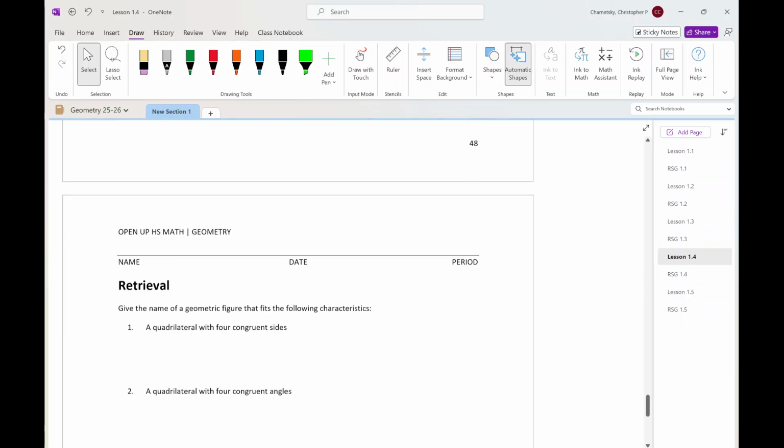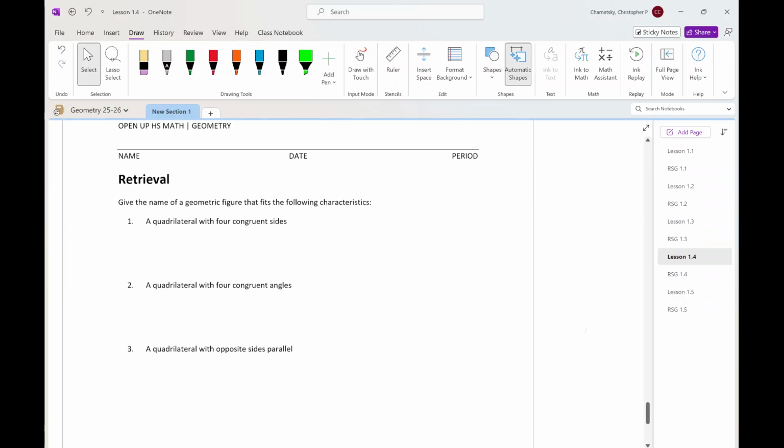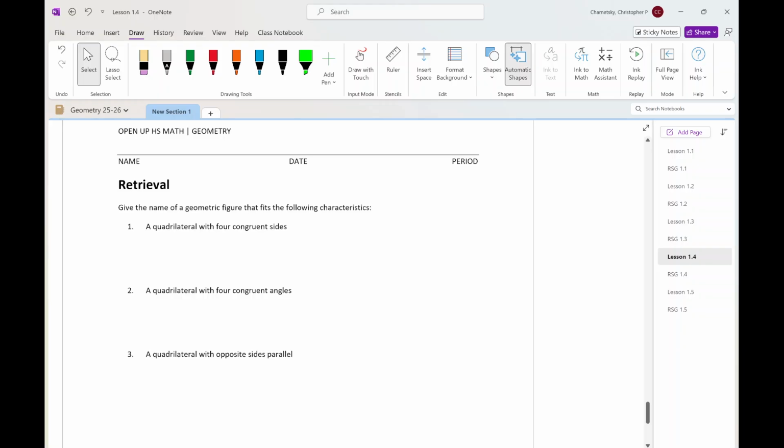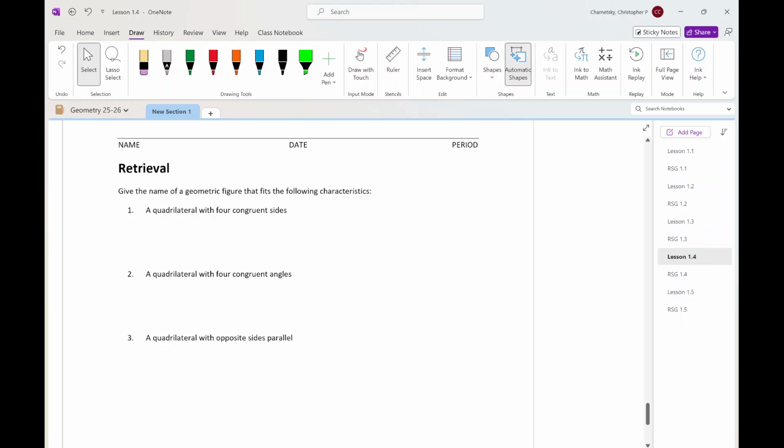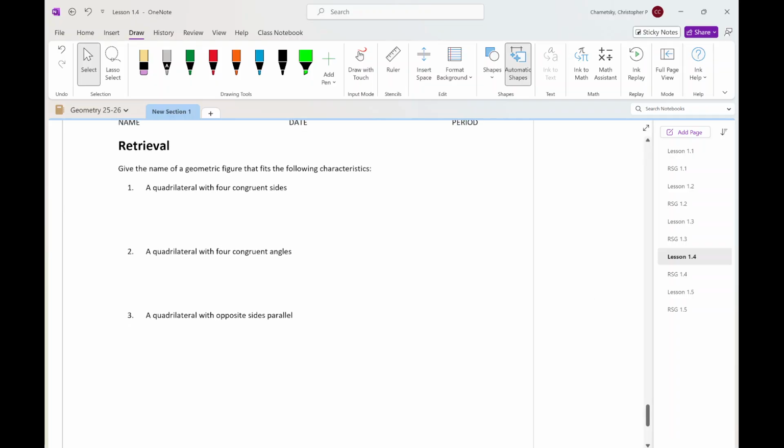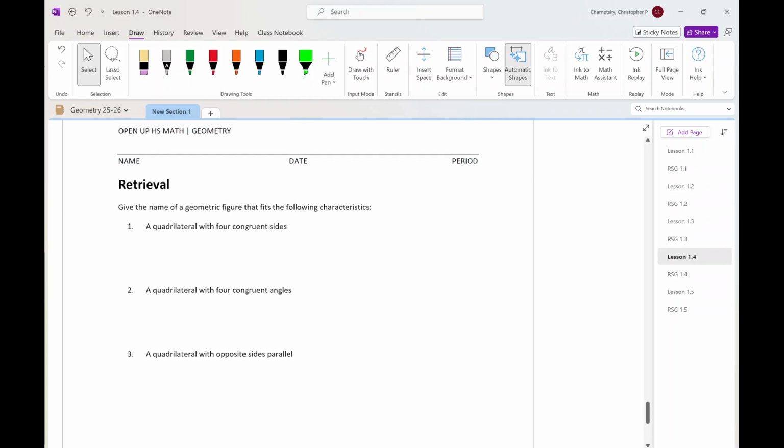Okay, let's go to our retrieval. We're going to be getting into quadrilaterals in this next set of lessons. So we need to practice with what some of our quadrilaterals are. So a quadrilateral being a figure with four sides. A quadrilateral with four congruent sides. Well, most people would think of a square. See if it'll automatically draw that for me. Perhaps not. There we go.